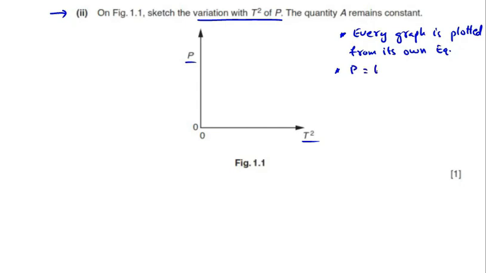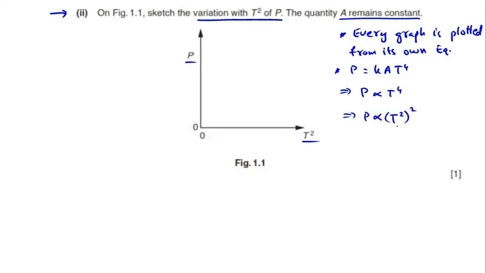P equals K A T raised to the power 4. Students, in this equation, K and A are both constant. See? So the product of K and A is also constant. So from this equation, we can write P is proportional to T raised to the power 4. Now from this proportional relationship, we can write P is proportional to T squared raised to the power 2.